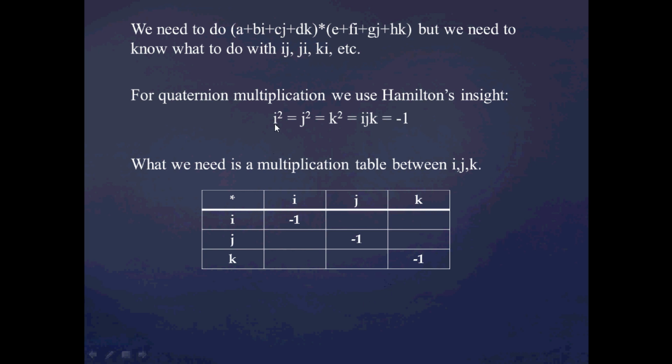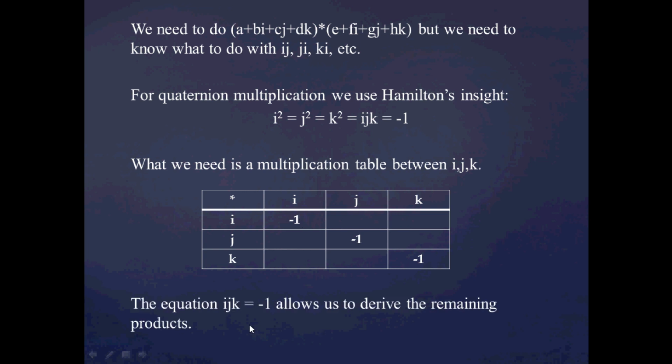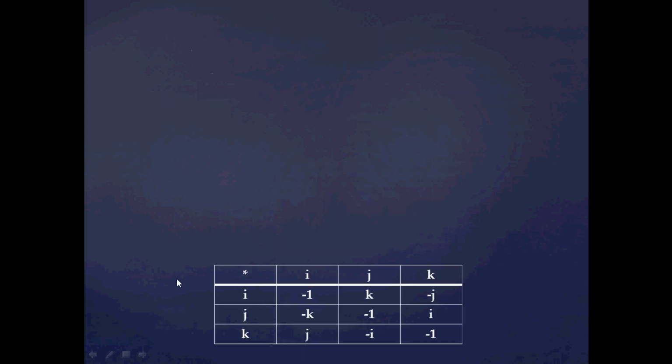And just from the fundamental equation that i squared, j squared, and k squared should all be minus 1, I've already written minus 1 on this diagonal here. And the equation that's going to allow us to discover what the remaining entries are is this one, ijk equals minus 1. So let's derive the remaining entries on this table. Down below, I've completed this multiplication table, but we're going to go through each of the remaining 6 cases to show you why it is that, for example, ij is going to be equal to k, and so on.